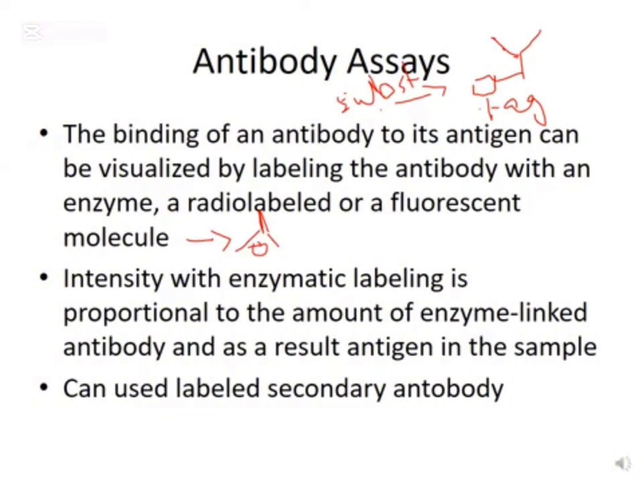If the tag is radio labeled, then we can use a scintillator and detect whether there is any radiation coming out of the signal or not. If the tag is fluorescent, we can detect the presence of fluorescence by subjecting the specimen to light at a certain frequency and detecting what light comes back at a specific different wavelength.